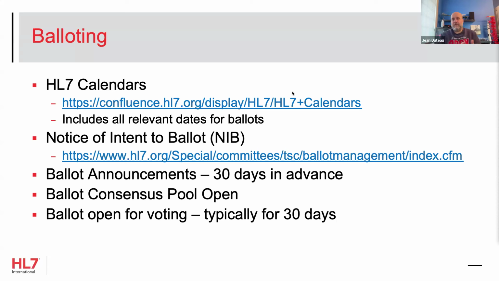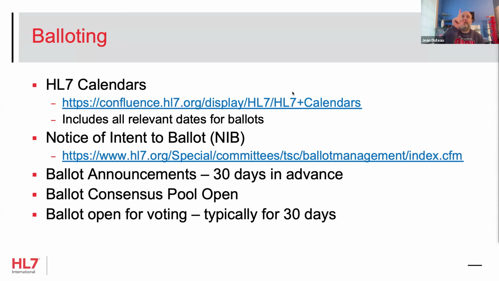So the NIB comes along, and then as we get closer, there's a ballot announcement that's 30 days in advance of when the ballot opens. And so then the consensus pool opens, people are able to sign up for various ballots, and then the ballot opens, and it's open typically for 30 days. So we're in a current ballot cycle right now that opened December 20th and closes January 20th. That's the January ballot.